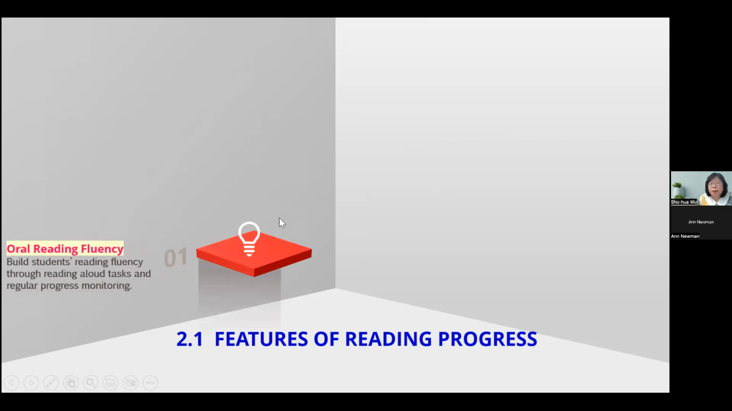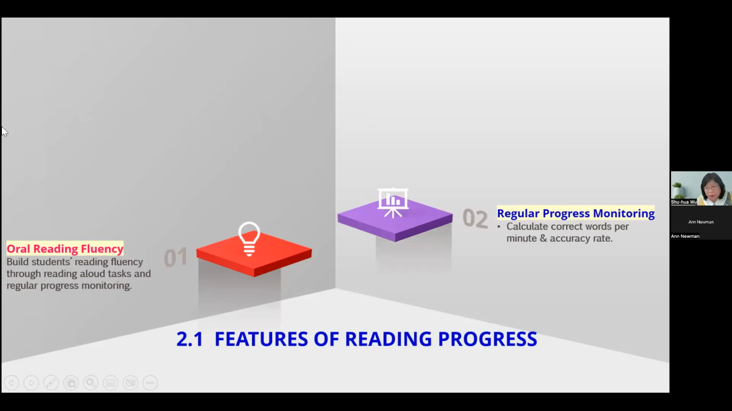Okay, the first one is this program addresses the importance of oral reading fluency. It tries to build students' reading fluency through reading aloud tasks and regular progress monitoring. The second point is how do they monitor the students' progress regularly? First, in addition to providing the error corrections that the students have made during their reading aloud task, they try to calculate correct words per minute and accuracy rate as well.